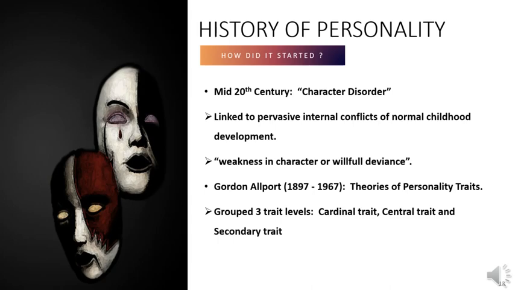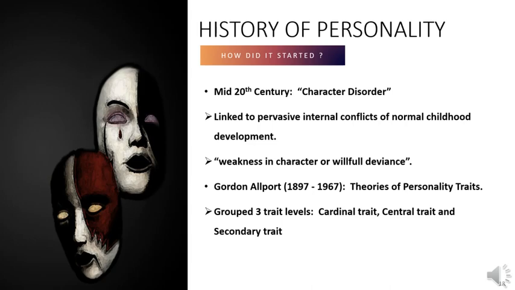Towards the mid-20th century, the concept of character disorder, which were seen as enduring problems, are not linked to specific symptoms, but to pervasive internal conflicts or derailments of normal childhood development. These were typically understood as weaknesses of character or willful deviance, and were distinguished from neurosis and psychosis. Meanwhile, a more general personality psychology had been developing in academia and to some extent clinically.